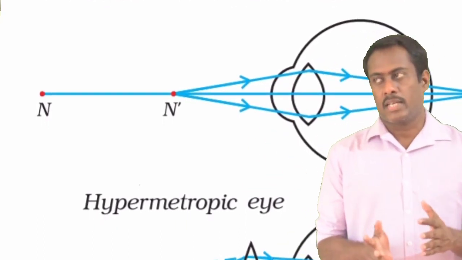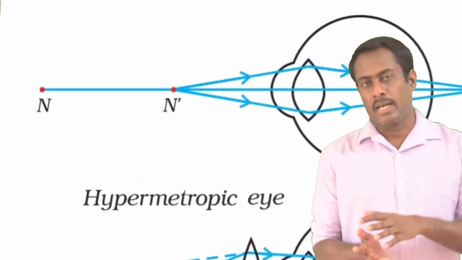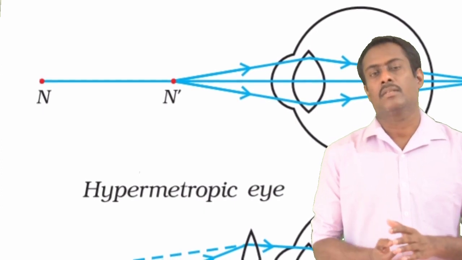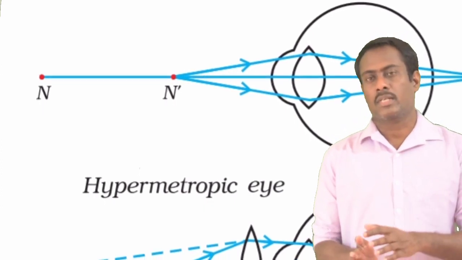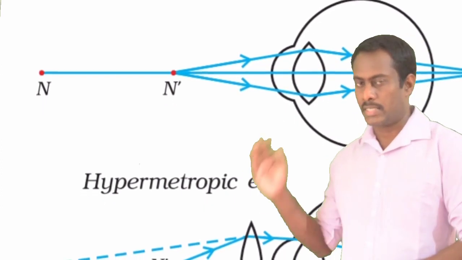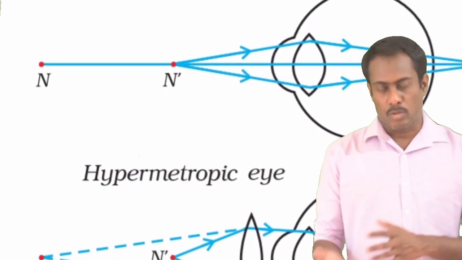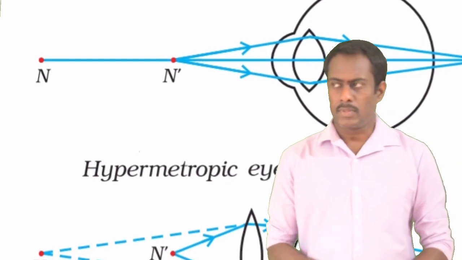A convex lens can help the eye of a hypermetropic person to focus on the correct point on the retina, so that the person will be able to see nearby objects clearly.